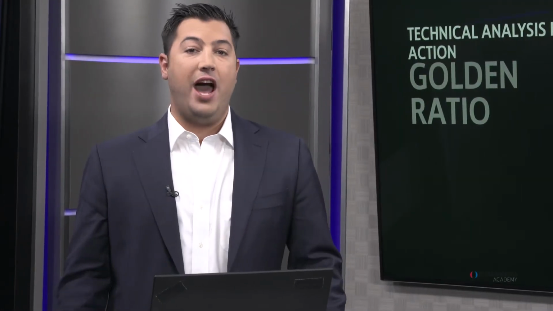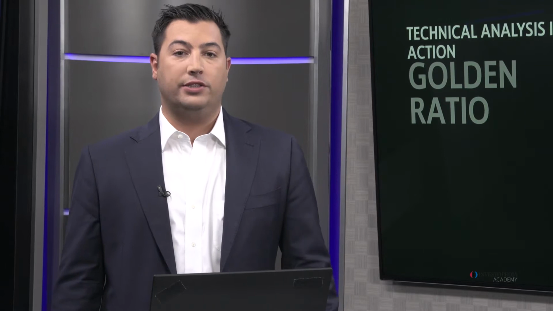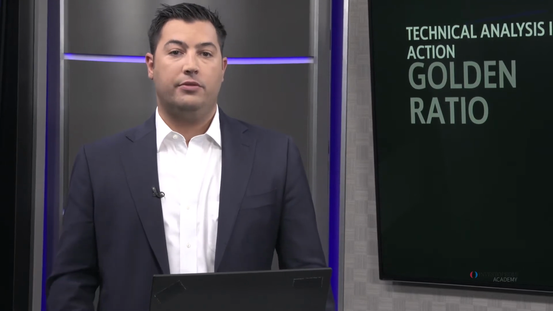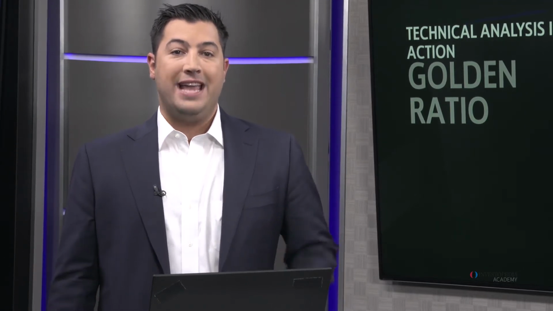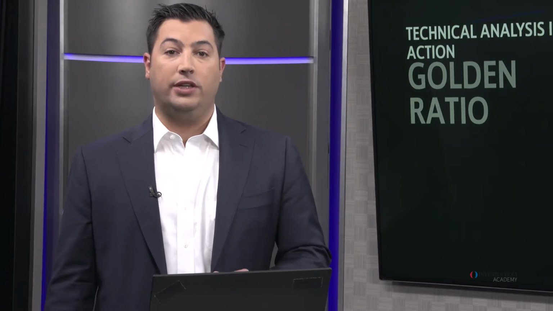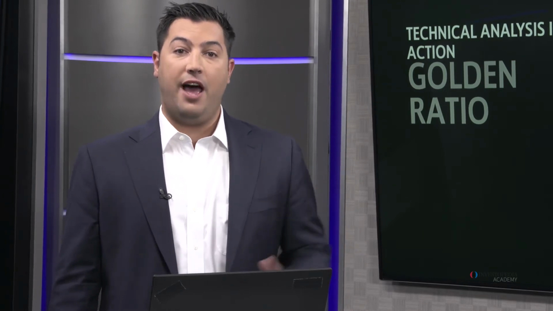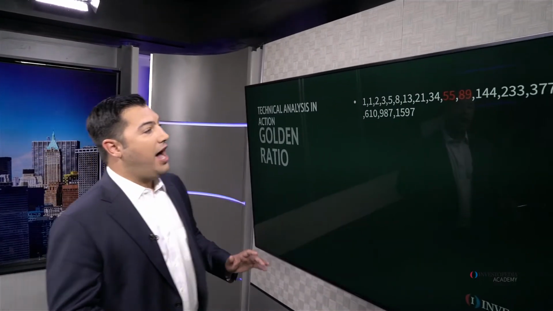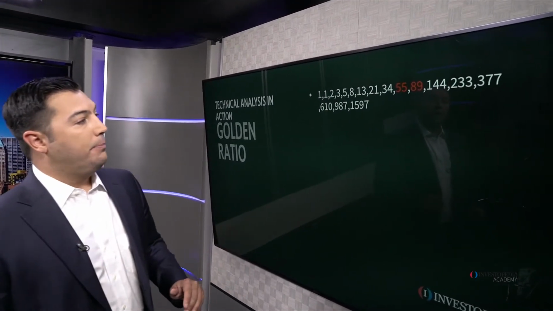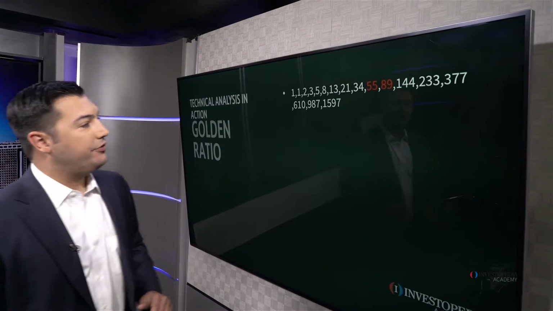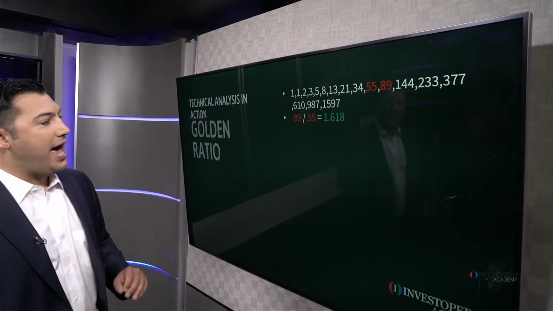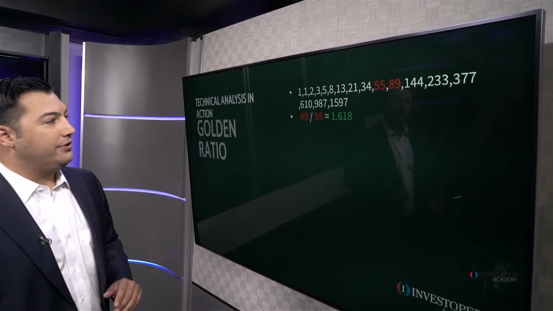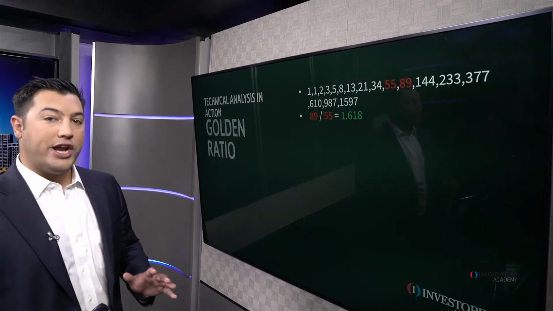Now that we've divided each number in the sequence by the one adjacent to the right, now let's do the opposite. Now let's divide the numbers in the sequence by the number adjacent to the left. Any time that you divide the larger number by the one directly to its left, you are always going to get 1.618. This is the golden ratio.